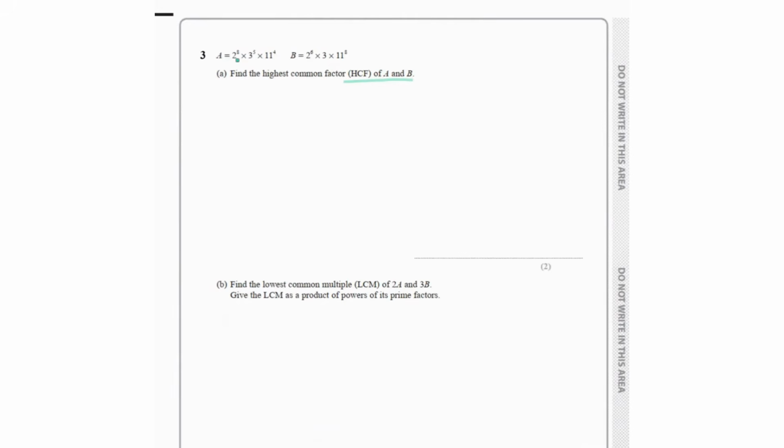We can see that we have a 2 that's common. So let's highlight that. We have a 3 that's common, and 11 is also common. So all three numbers are common. So let's write that down first. 2 times 3 times 11.